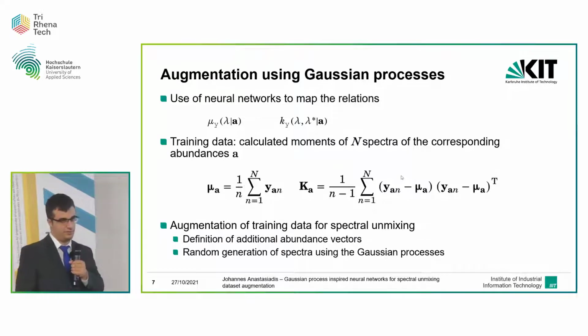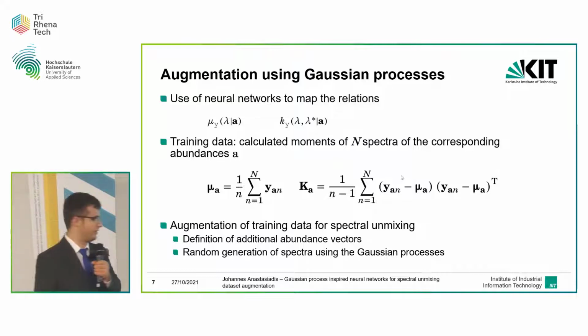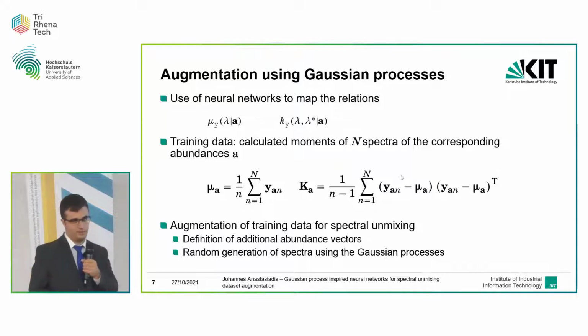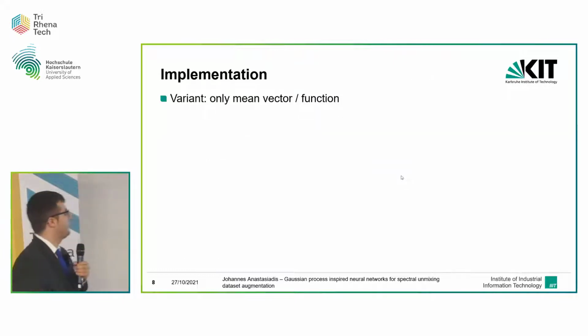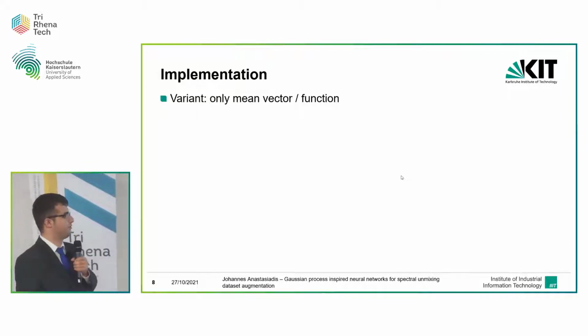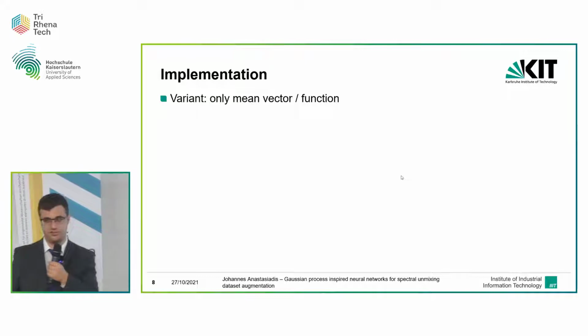For the augmentation, we use the trained networks and feed them with additional abundance vectors that are not included in the original training dataset. Then we get those moments and can use the Gaussian processes to sample many spectra for our augmented training dataset. We also looked at a variant where we only use the mean vector. Then we don't have spectral variability in the augmented data, but still in the original training data.